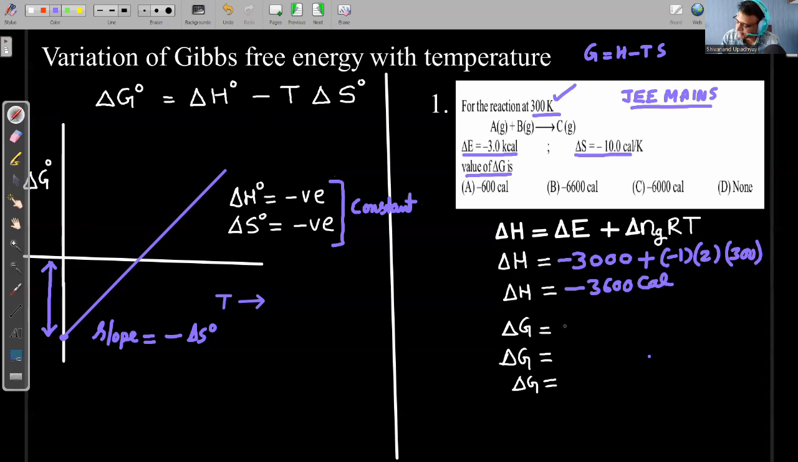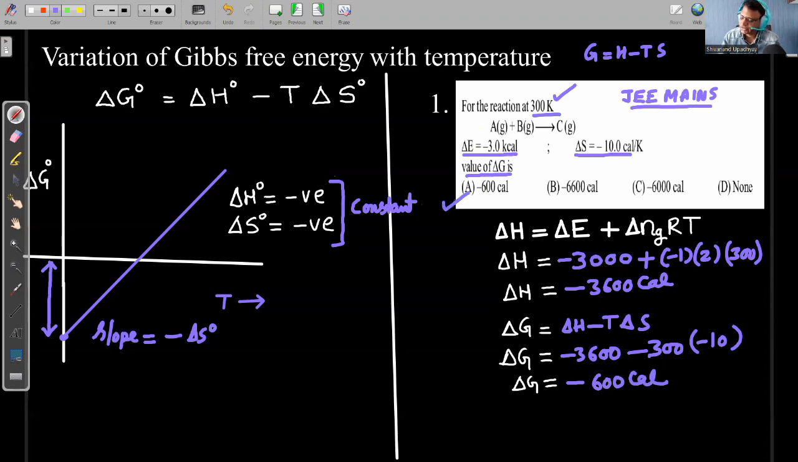Now we can apply the formula delta G is equal to delta H minus T delta S. So delta H value we already know, 3600. Temperature is 300. Entropy change for this reaction they have given, that is minus 10 calorie per Kelvin. So if we simplify, this value is coming 600 calorie, right? So this answer will match. These types of questions are very common in JEE Mains. So they are simple also.